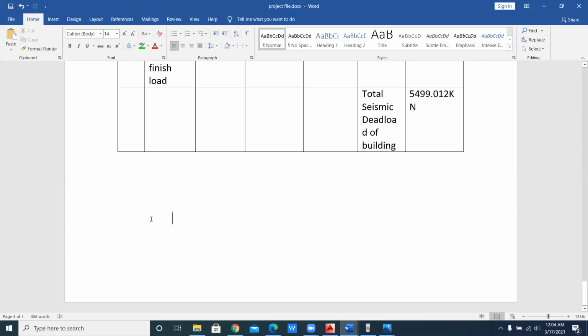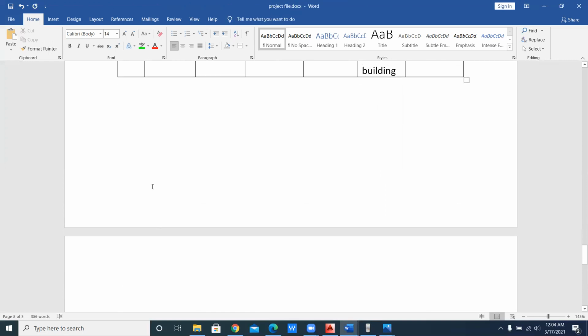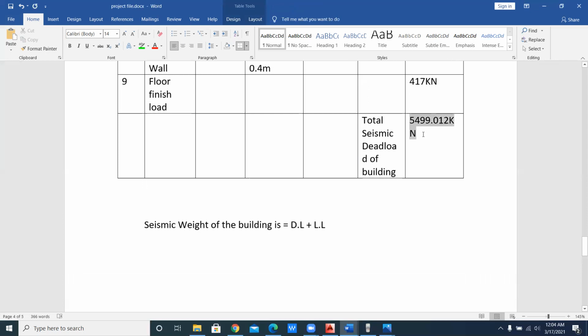Now you have to do some calculations. Here, as you know, what is basically the seismic weight of the building? The seismic weight of the building is dead load plus live load. Okay, this one is plus live load. This one given is your dead load, from the given table. Now I am going to apply some of the live load. Okay, that is applicable.